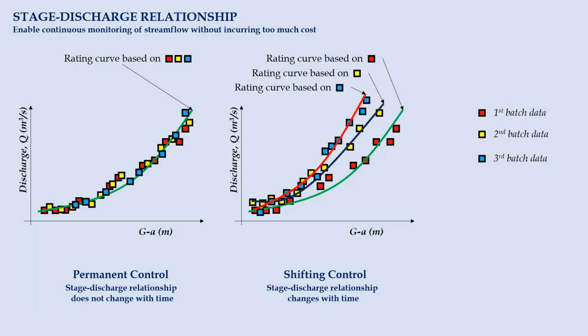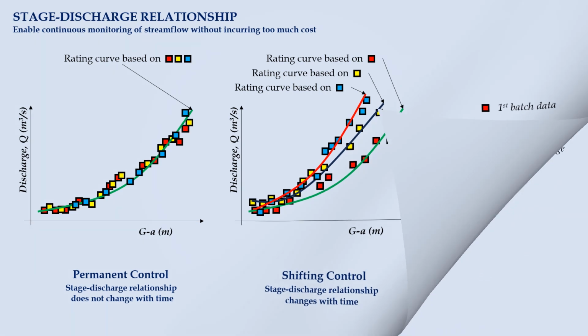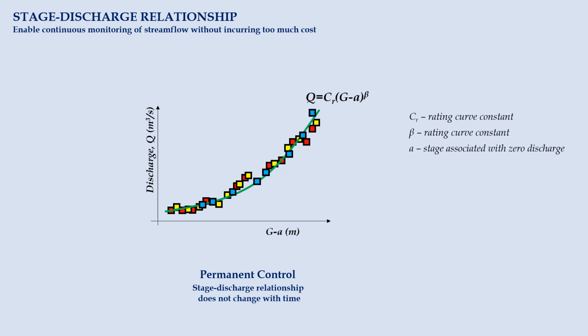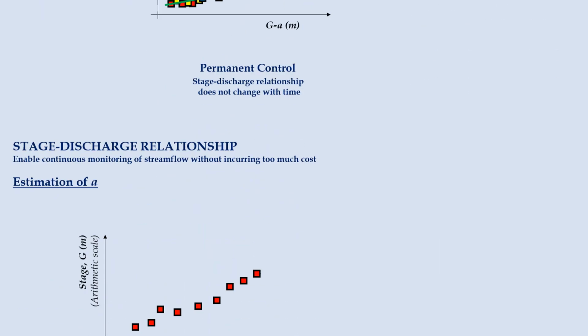A control refers to the combined effect of channel and flow characteristics. When we have a permanent control, we can use the same rating equation to describe the stage-discharge relationship. In this equation, CR and beta are rating curve constants that need to be determined via the best fit line. A is a constant that represents the stage for zero discharge.